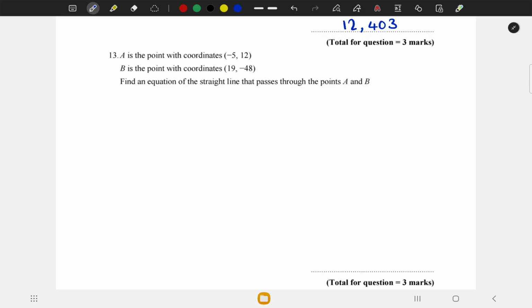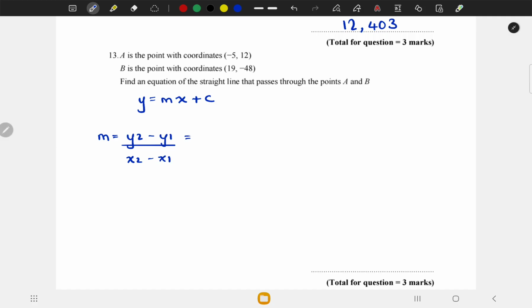Right. Whenever you're dealing with the equation of a line, we know equation of the line is given in the form y is equal to mx plus c, where m refers to the gradient and c refers to the y-intercept. So let's start by working out what our gradient is going to be. Gradient is gotten as change in y, so y2 minus y1 over change in x, so x2 minus x1.